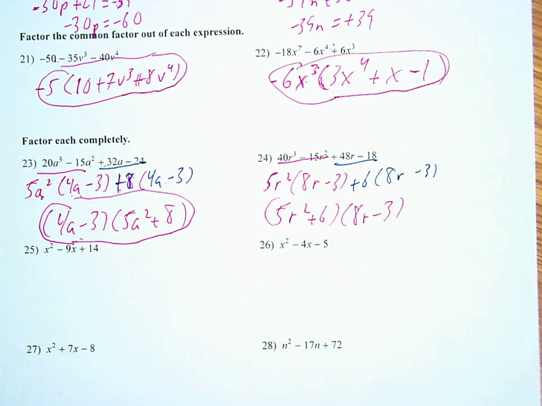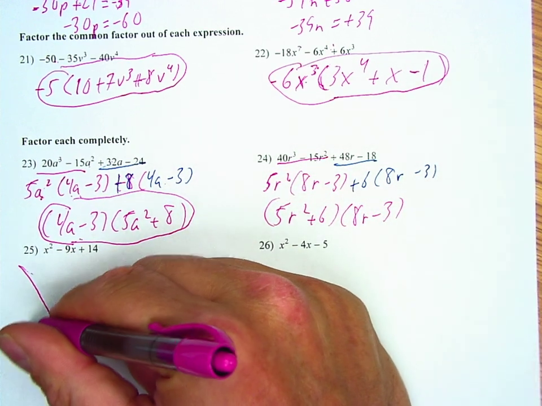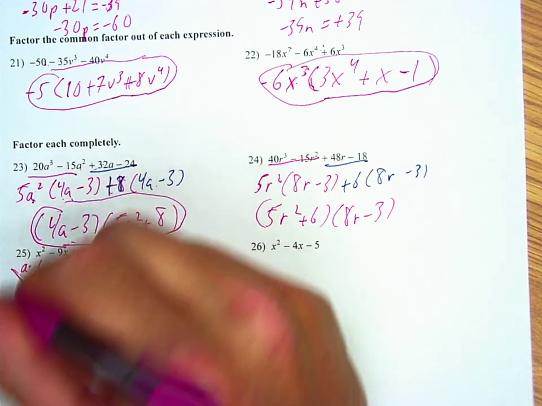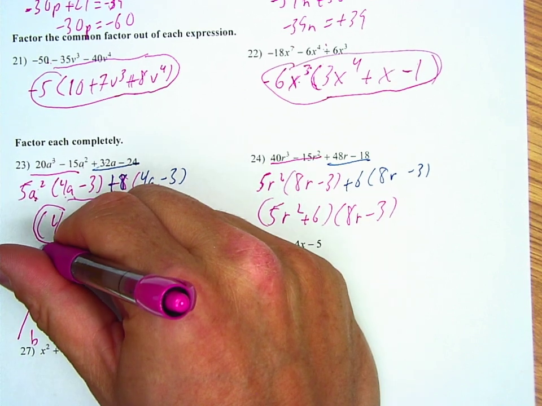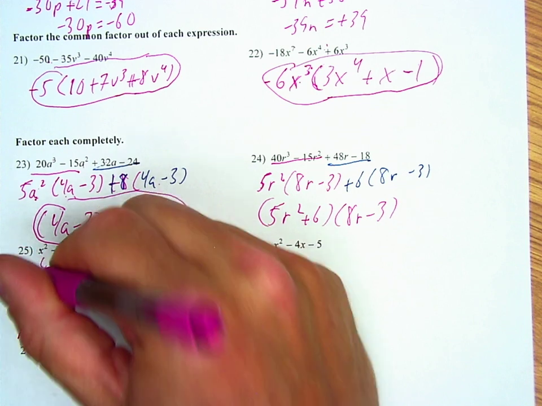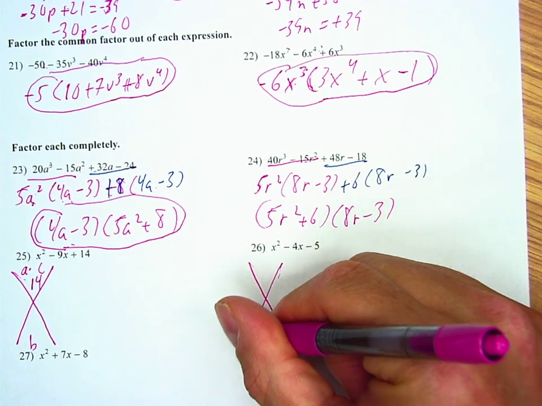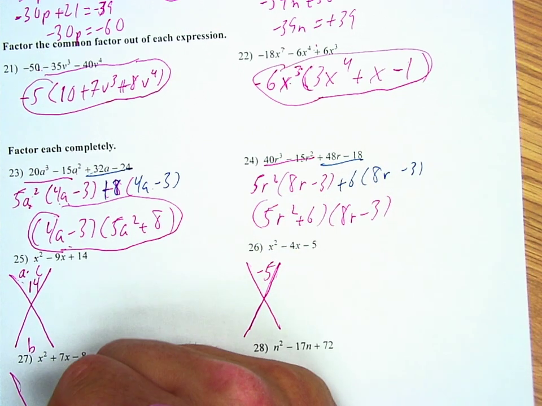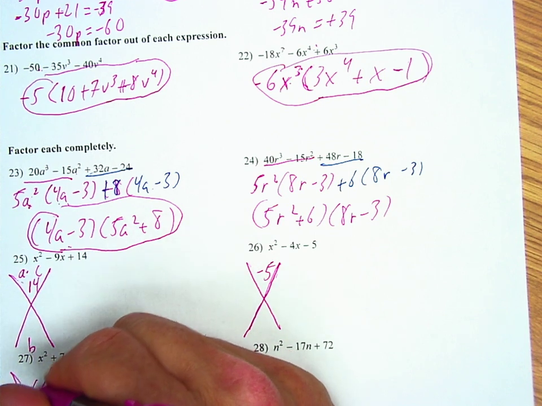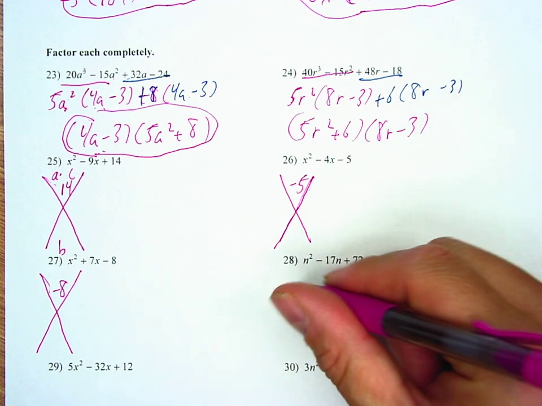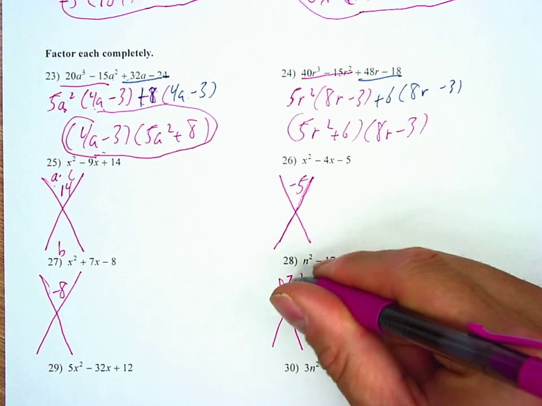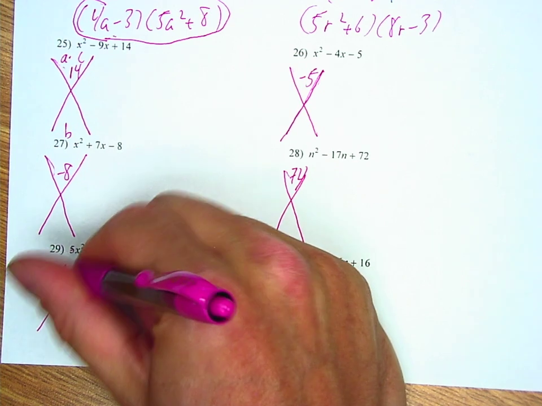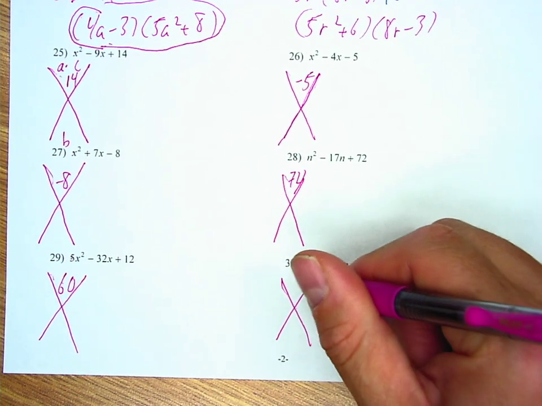All right, the next four, factoring. So for factoring, I like to do the x factor. In the top, we're going to put a times c. In the bottom, we're going to put b. So here, a is 1, c is 14, so this is 14. Let's just go through and put the a times c in the top of all of these. A is 1, c is negative 5, so this is negative 5. A is 1, c is negative 8, this is negative 8. A is 1, c is 72, this is 72. A is 5, c is 12, this is 60. A is 3, c is 16, this is 48.